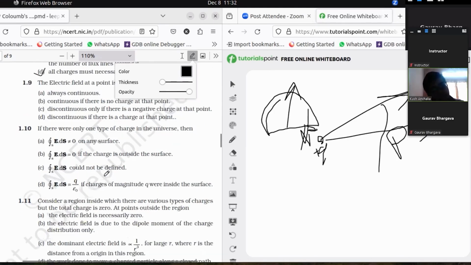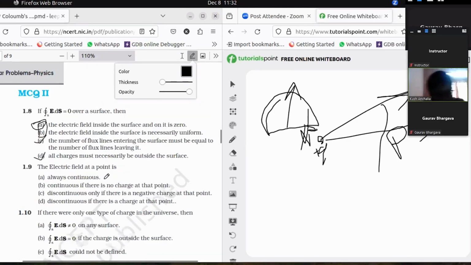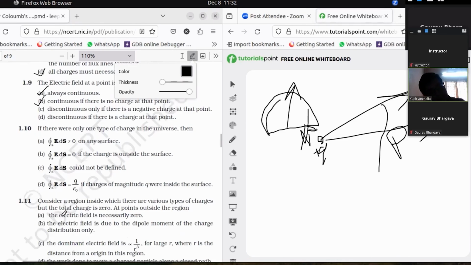The electric field at a point is always continuous. Yeah, continuous if there is no charge at that point. Discontinuous if there is a charge at that point. Discontinuous is no, always continuous. Yeah. If there were only one type of charge in the universe, then not equal to 0. If the charge is outside the surface, the flux is equal to 0. Yeah, this one will be correct.